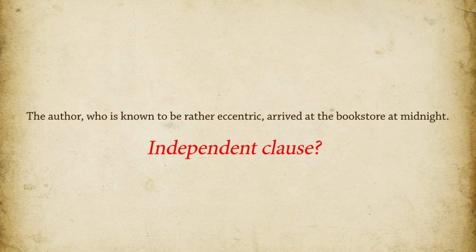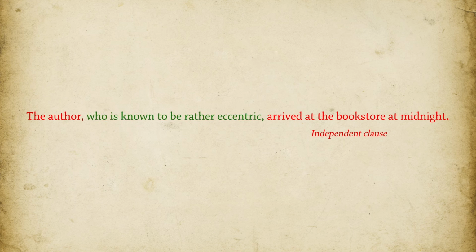What about the rest of the sentence? "Who is known to be rather eccentric." That's a dependent clause. Notice it has both a subject and a predicate, but it's not a sentence on its own. Can we pick out some phrases from these examples? See how many you can find and write them below in the comments.